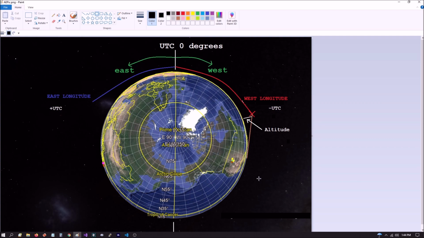The first thing I want to explain here is that right now I'm looking down on the North Pole. These lines that extend from the North Pole down to the South Pole are called lines of longitude. And the lines that circle the globe are called latitude lines. As you can see right off the bat, the distance between the latitude lines does change slightly when you get down to the equator, but not by much, not really enough for us to be concerned with.